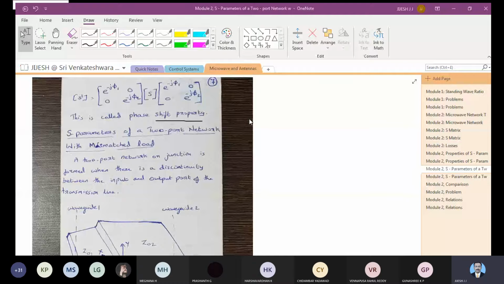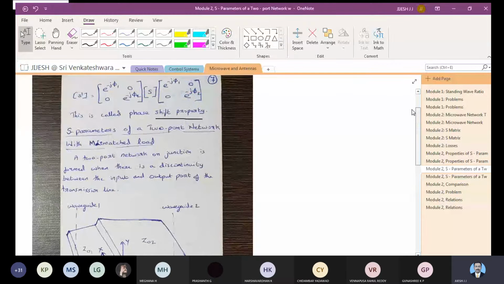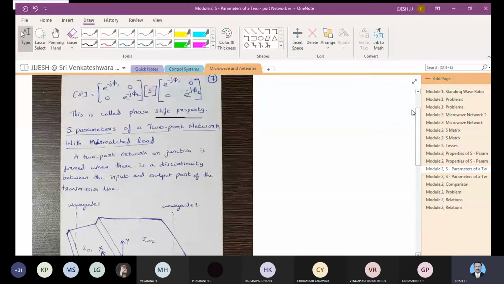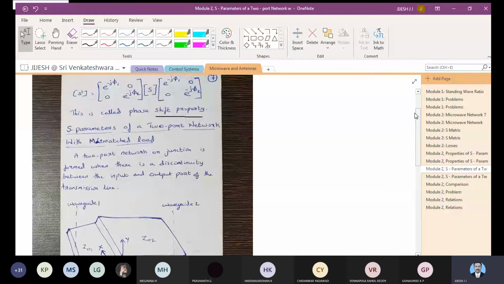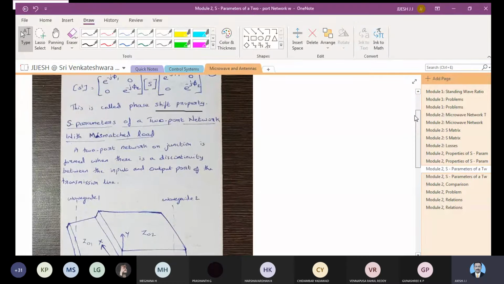So we will just discuss the S parameters of a two-port network. I think you might have completed it. Is that over? We'll start with the new topic. Yes, sir. Okay. S parameters of a two-port network.